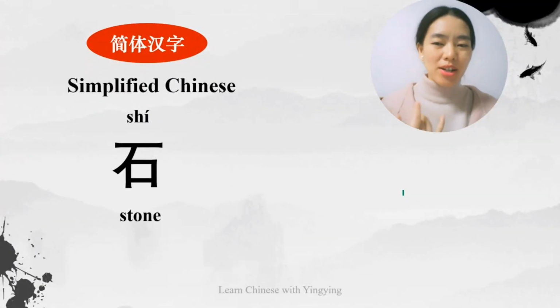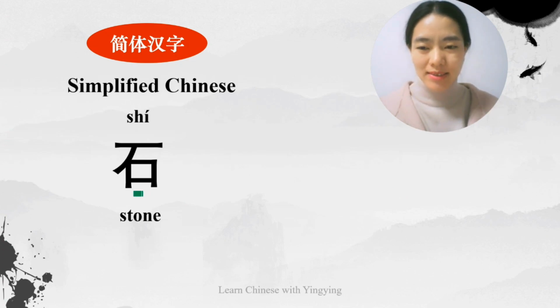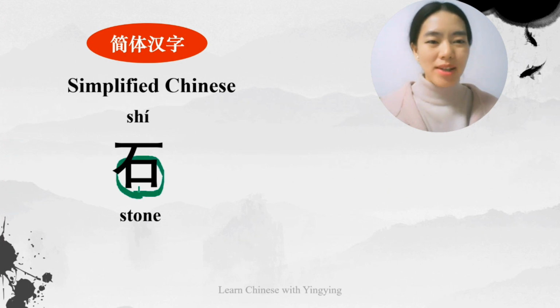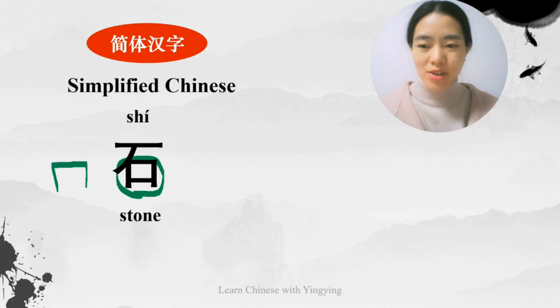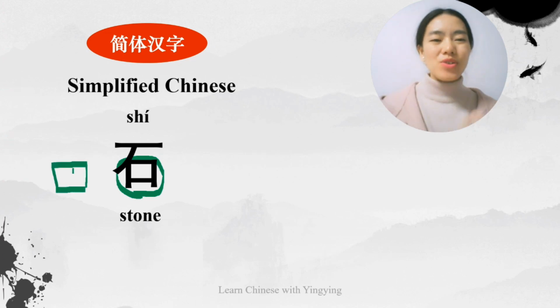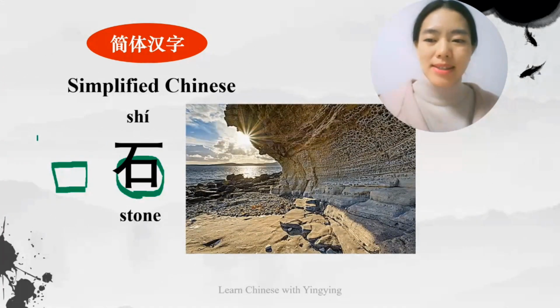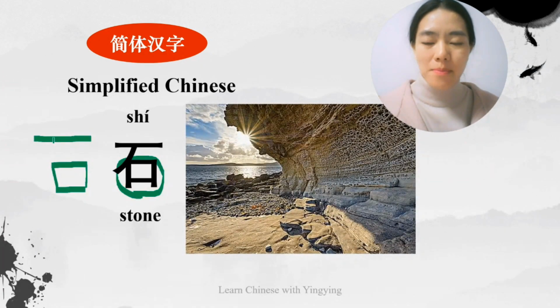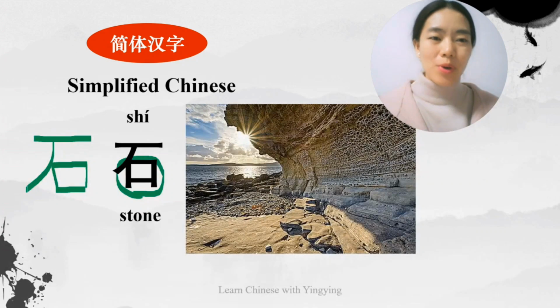The next word we are going to learn is 石. 石. It means stone. How can we remember this one? Do you notice here? It's just a square. Those stones are of different shapes, but we use a square to simplify it. And this part can be seen as the cliff because we can always find stones near cliffs.